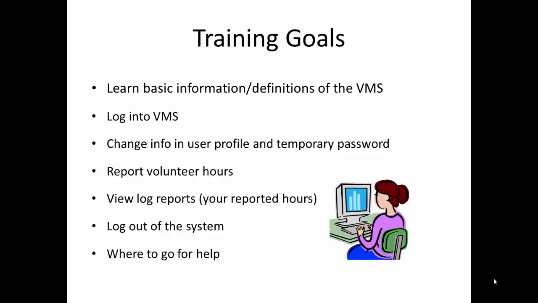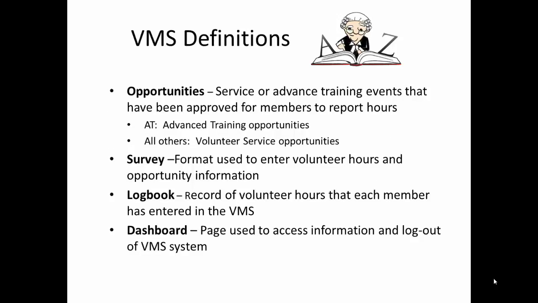Some of the goals for the training session: we're going to learn the basic information and definitions of the VMS. We're going to log into the VMS system. We're going to change some of the information in our user profile and change our temporary password. We're going to report some volunteer hours. We're going to look at the volunteer hours that we just reported, and then we're going to log out of the VMS system. And we're also going to let you know where you can go to get some help in case you have any problems.